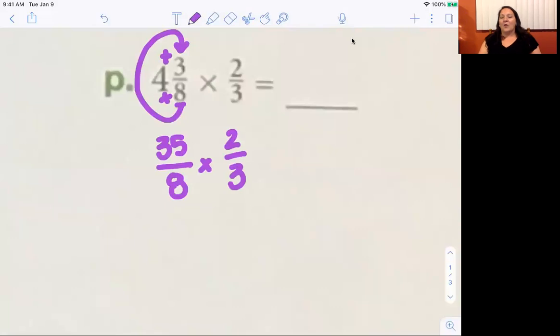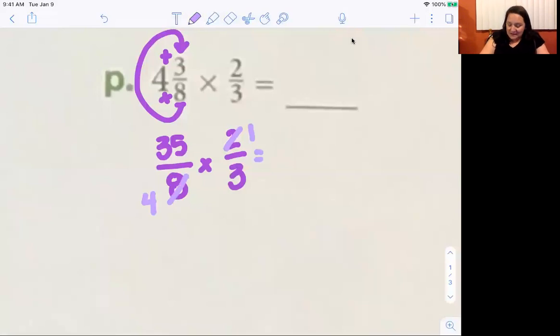Now, whenever you're multiplying, so you don't have to reduce at the end, you can cancel. Do 2 and 8 share a common factor? They do. What is it? It's 2. There is a 1 two in 2, and there are 4 twos in 8. Now we can multiply.